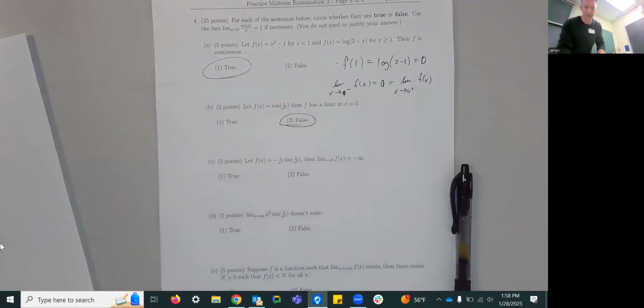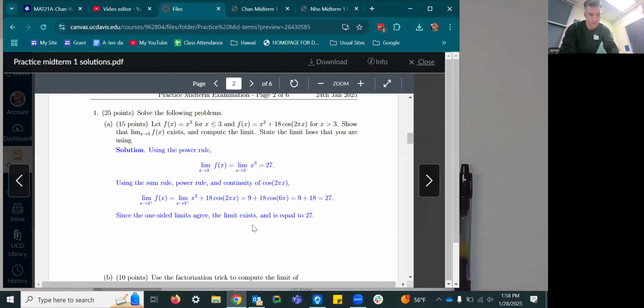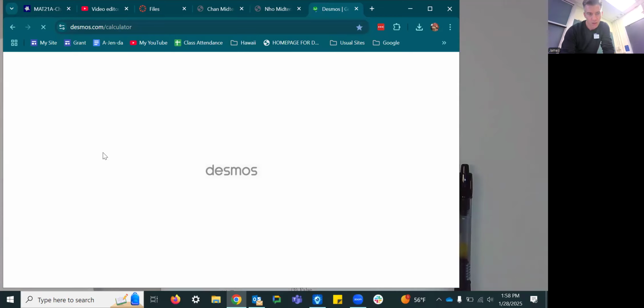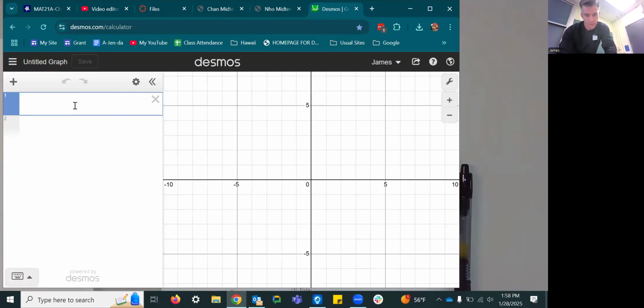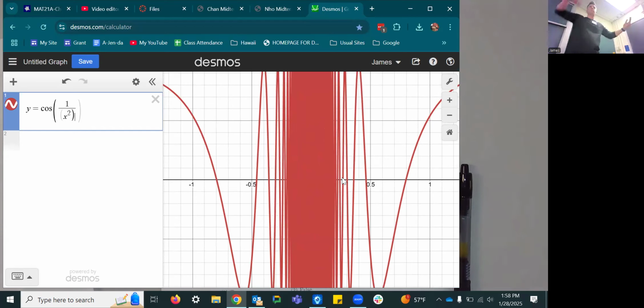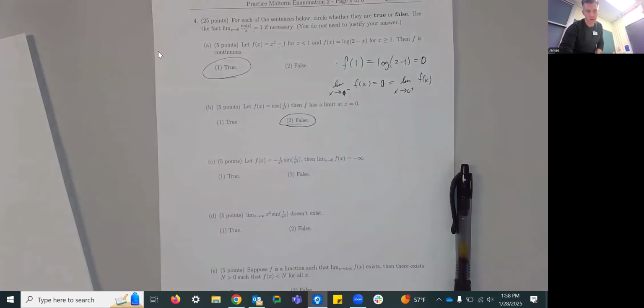I do think it's worth seeing that just in case you don't know. Take your time, sure, yeah. Okay. Here's what cosine of 1 over x squared looks like. Right, you've got this just infinite oscillation here, right? It's just like a block of back and forth, back and forth, back and forth, back and forth. So clearly not getting close to any one particular value.